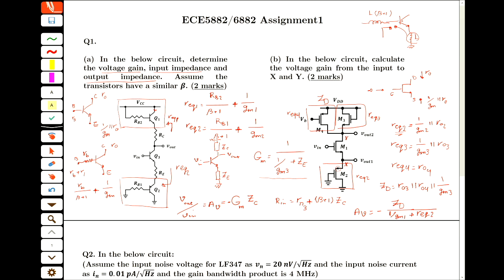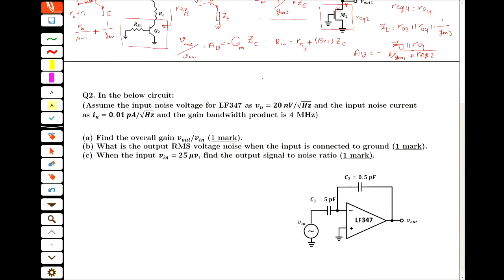But we can assume that there is nothing. Yeah, we assume that RO1 is very big. I mean, these two are in parallel with RO1. So here is ZD, RO1, if you want to. Okay, the second question.